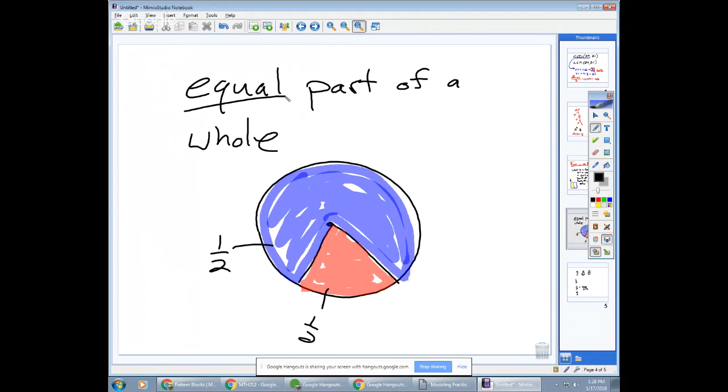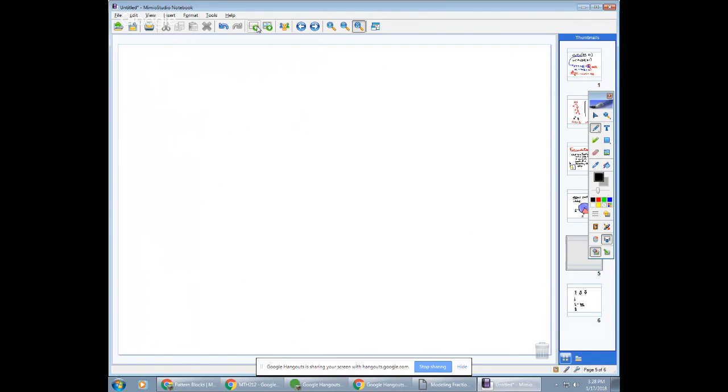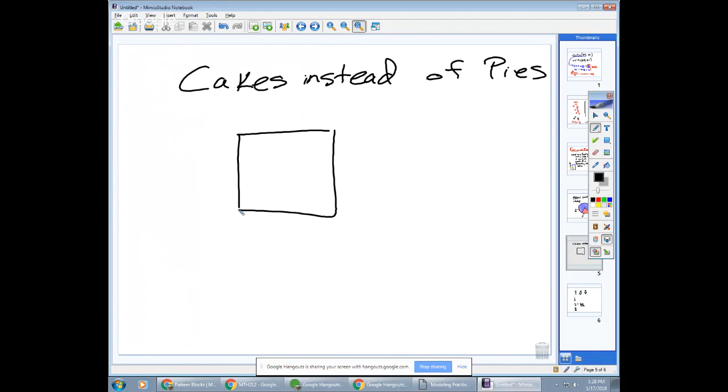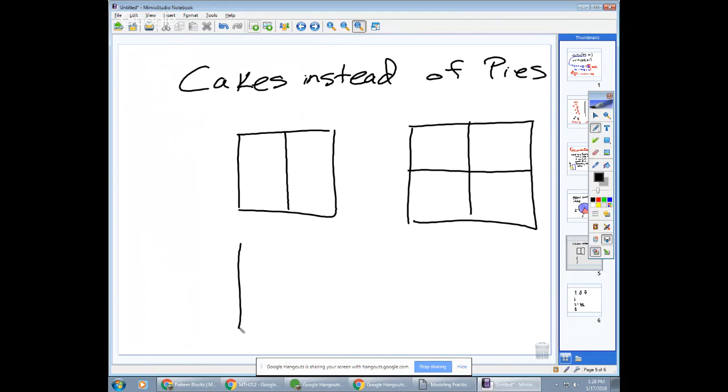So my recommendation is to use cakes instead of pies for circles. I love circles, seriously. But it's easier if you consider a cake to be something that's rectangular. It's way easier to draw rectangles than it is to draw circles. And they're easier to cut up because you don't have to worry about going through the center. And so I could quickly make halves. I can quickly make quarters. And even thirds aren't that bad.